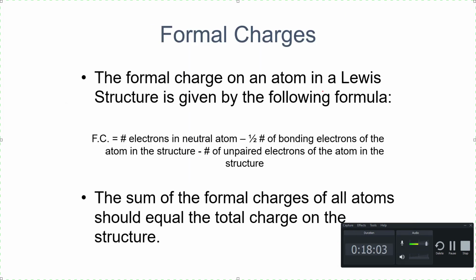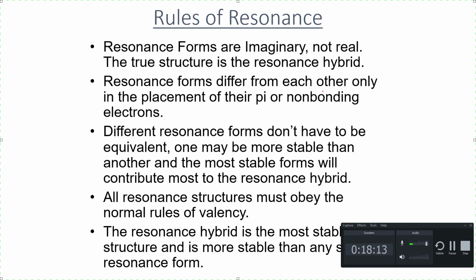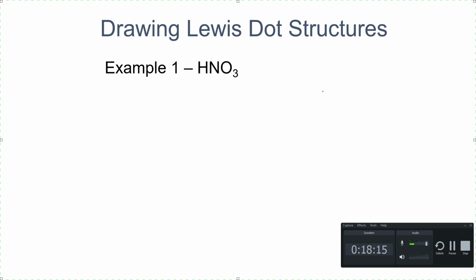The formal charges, let's come back to this formula. Let's write a couple of Lewis dot structures here to get ourselves back into general chemistry rhythm, and then we'll figure out the formal charges. And then we'll talk about resonance. So here's our first example. Let's draw the Lewis dot structure of HNO3, nitric acid.